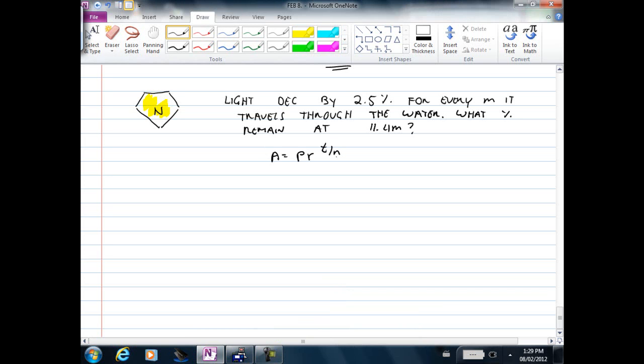Now, I'm talking about light intensity. I didn't mention anything about P, so let's use 100, because at the beginning, light is pure. Okay? We always assume everything starts at 100%. If I mention percent, the R value is what's killing people.